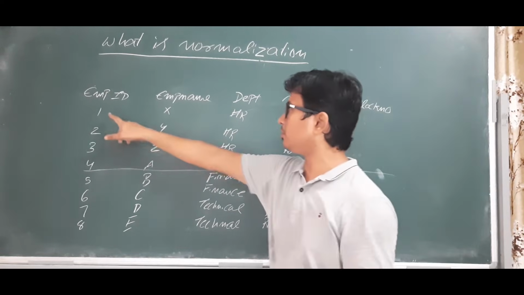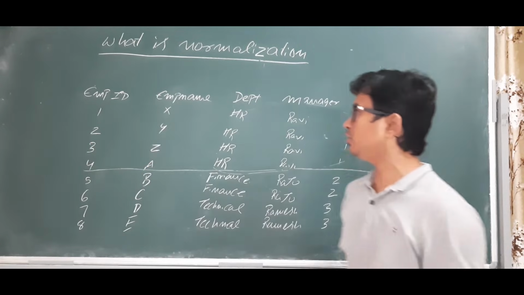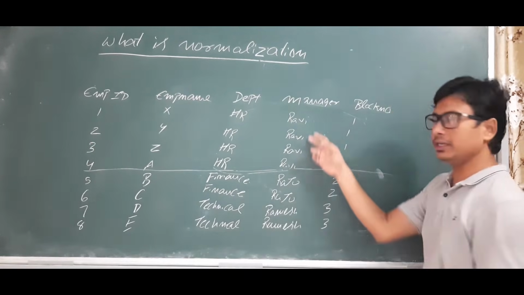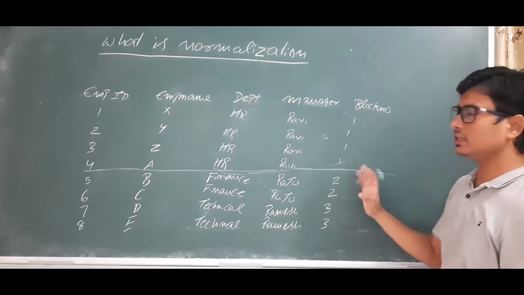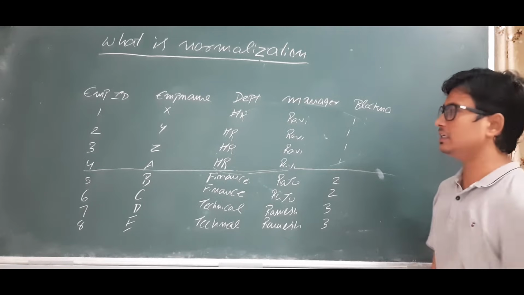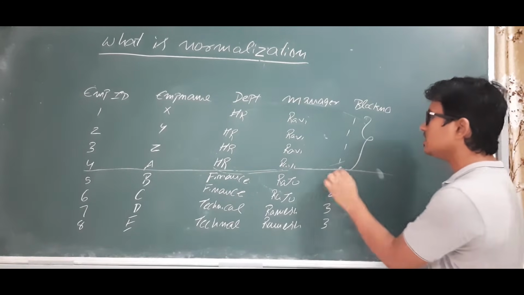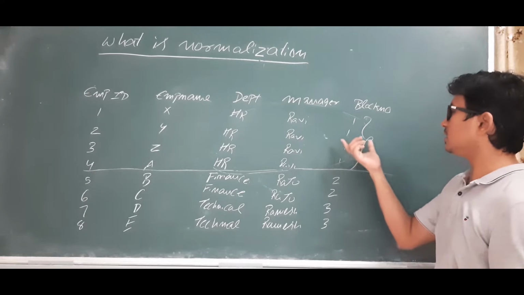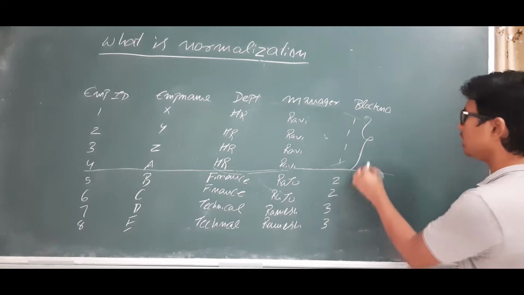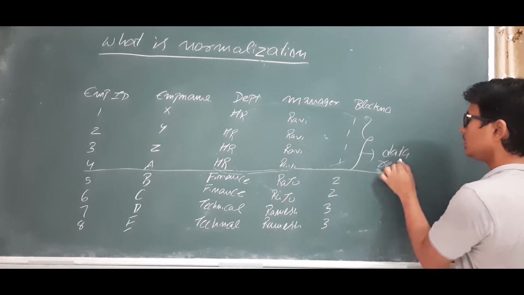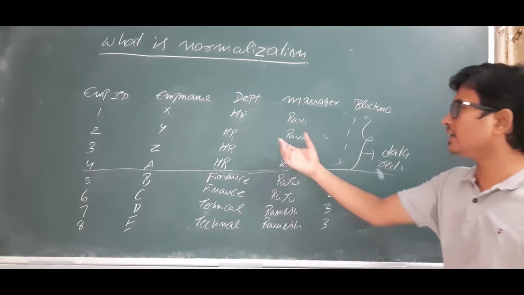If you see, employees 1 to 4 all work in the HR department, the manager is also the same, and they are working in the same block number. Is it creating any problem or not? It is redundant data, meaning duplicate data. Are you able to understand? It is duplicate data, so we will call this data redundancy.